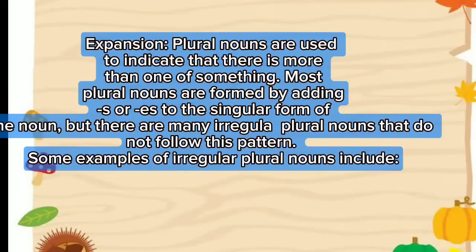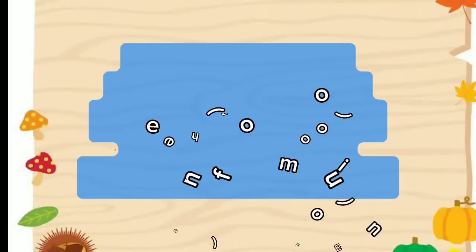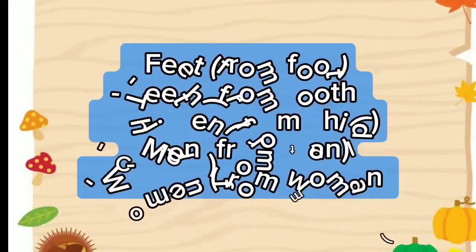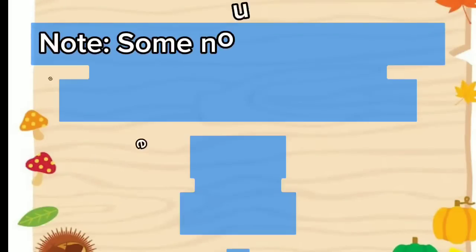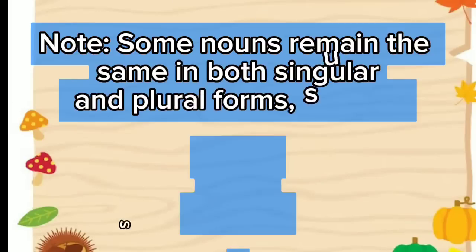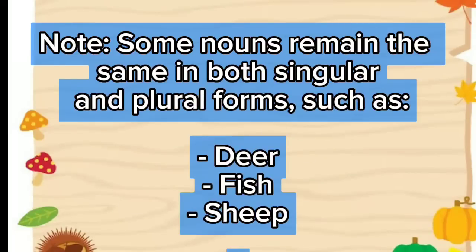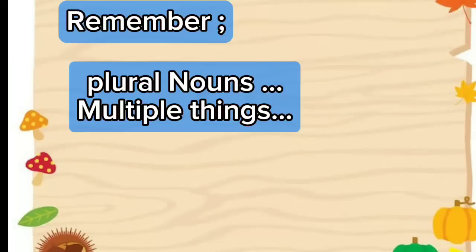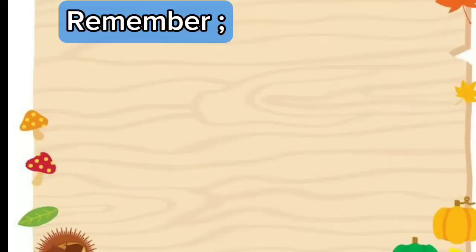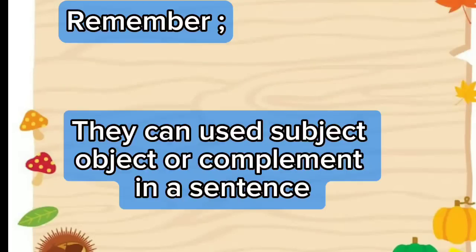Some examples of irregular plural nouns include feet from foot, teeth from tooth, children from child, men from man, women from woman. Note: some nouns remain the same in both singular and plural forms, such as deer, fish, sheep. Remember, plural nouns are used to refer to multiple things, and they can be used as subjects, objects, or complements in a sentence.